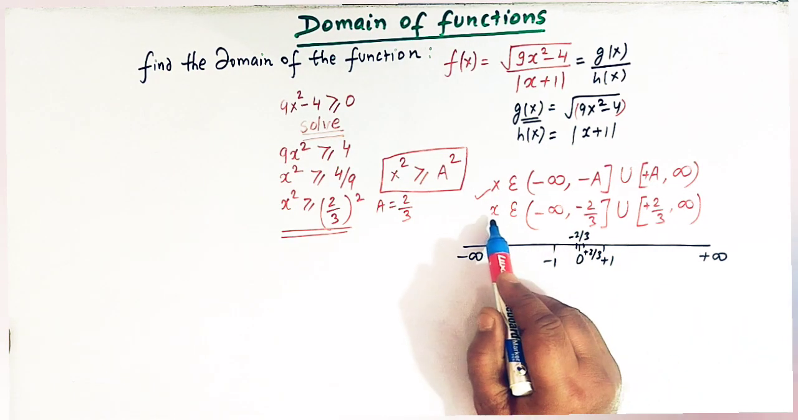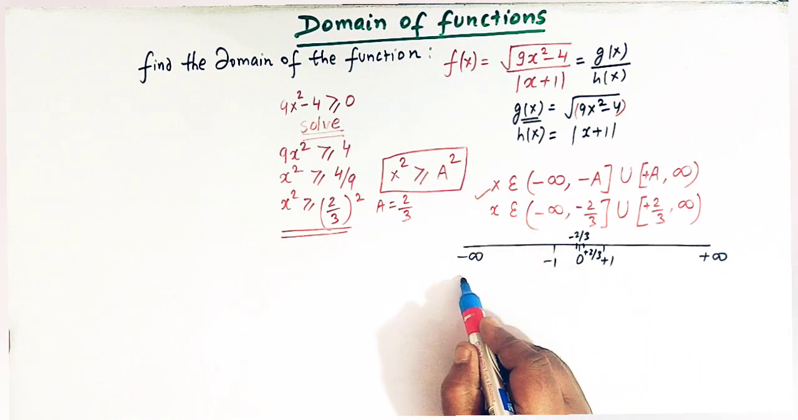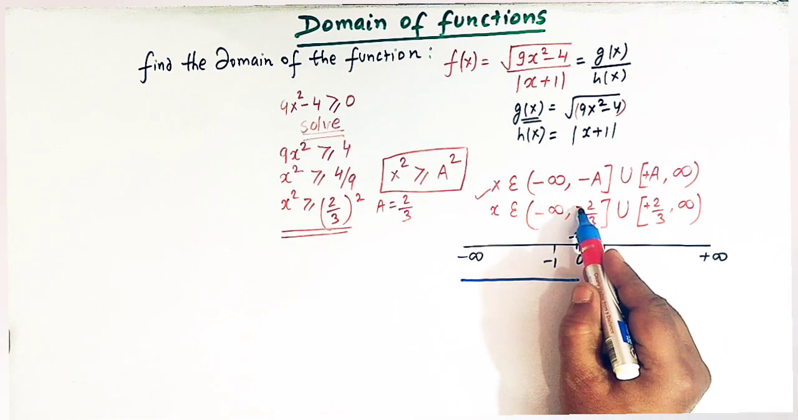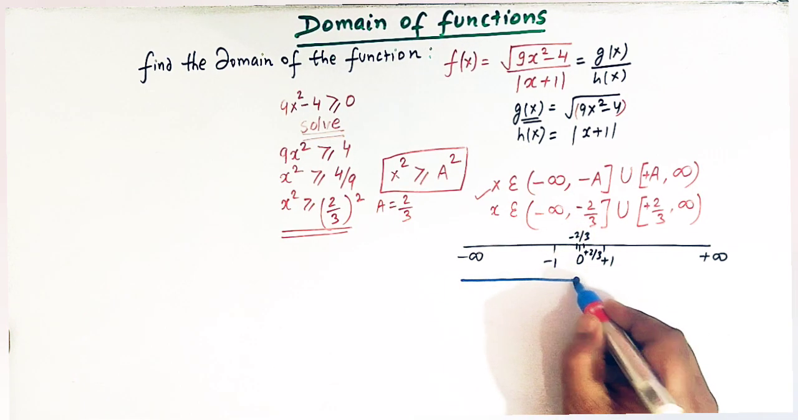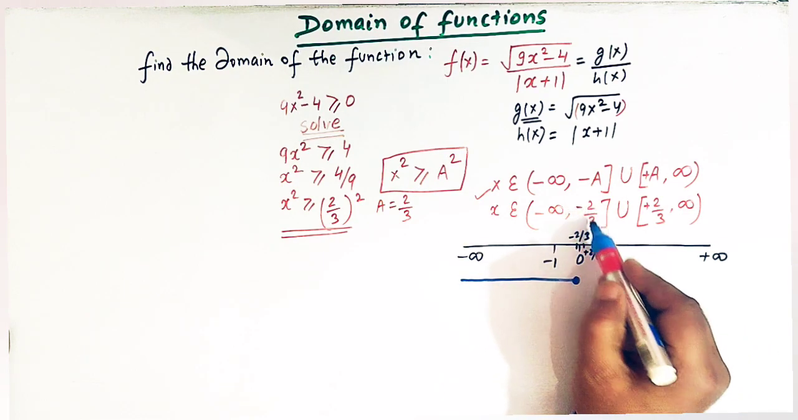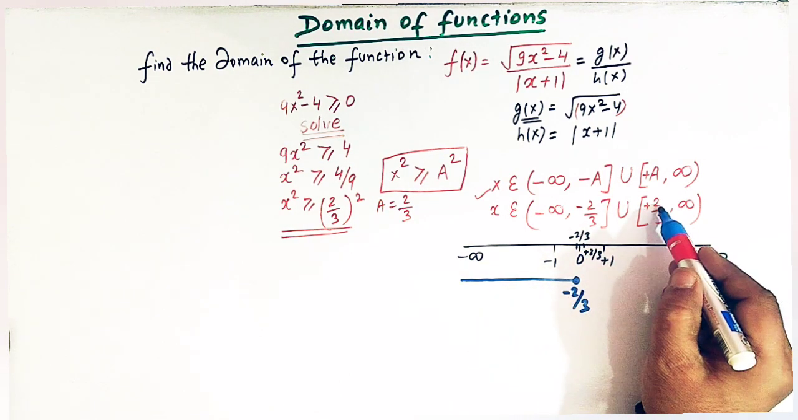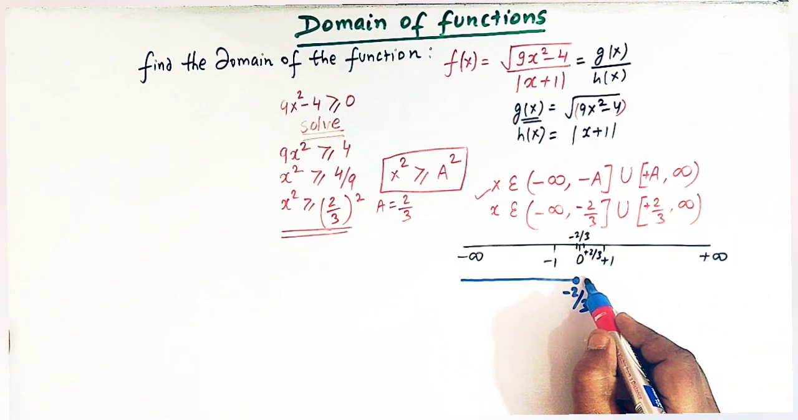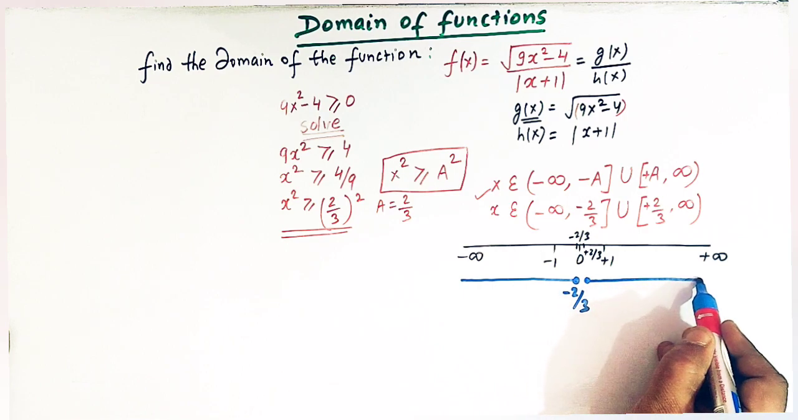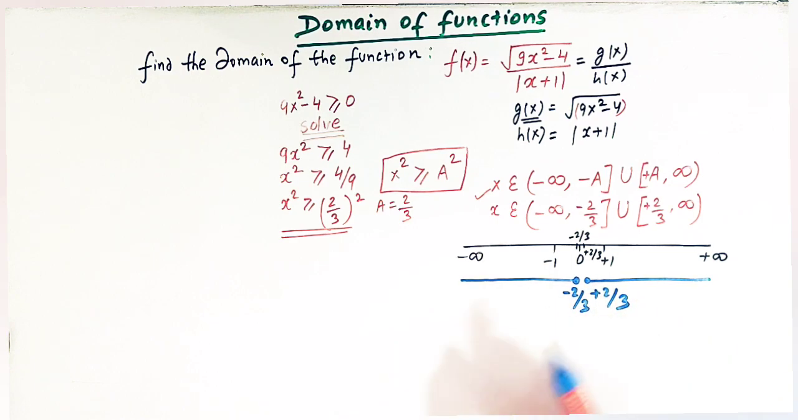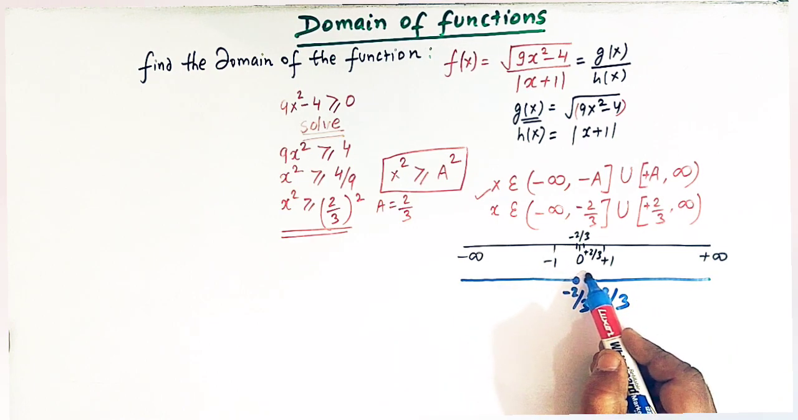So now our values of x go from minus infinity to this point, that is minus 2 by 3. Here we can make this point dark to include it. So minus 2 by 3, and then from 2 by 3 to infinity. So here we have plus 2 by 3, and then we'll go up to infinity, right? So this region is excluded, right?